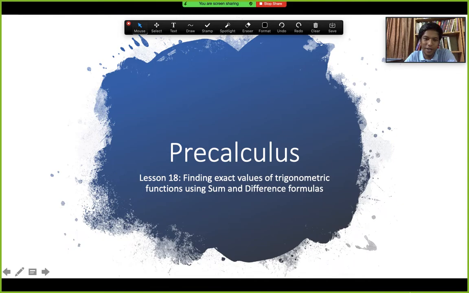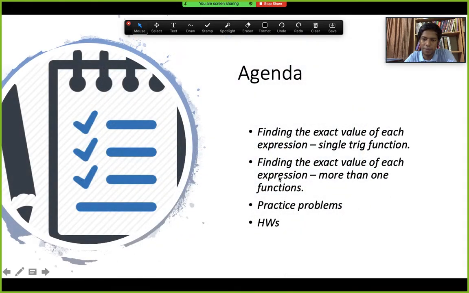So this is our new lesson. This is about finding exact values of trig functions using sum and difference formulas. These are the two main topics: finding the exact values for single trig expressions and finding the exact value for more than one trig function. Single trig means only sine of some angle, or cos of some angle, like that, and more than one means when we have them combined.